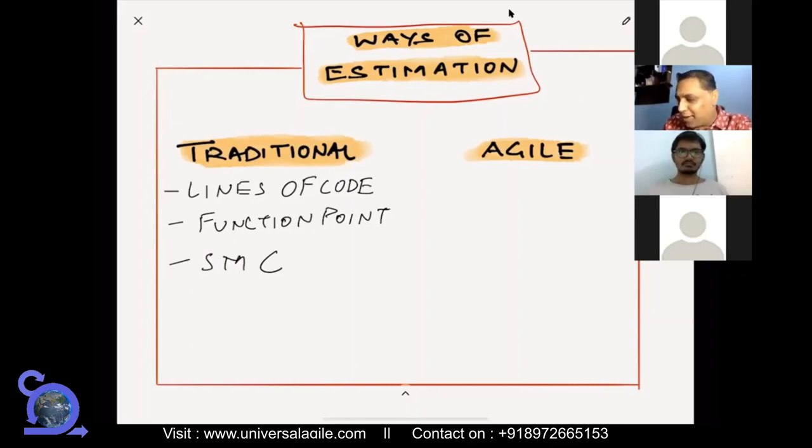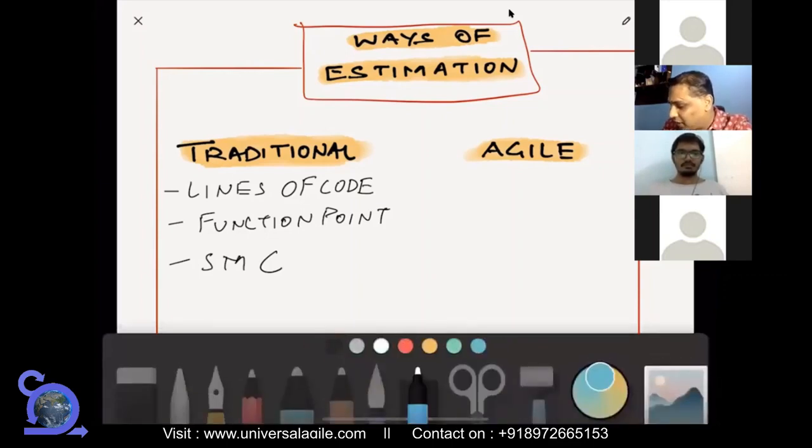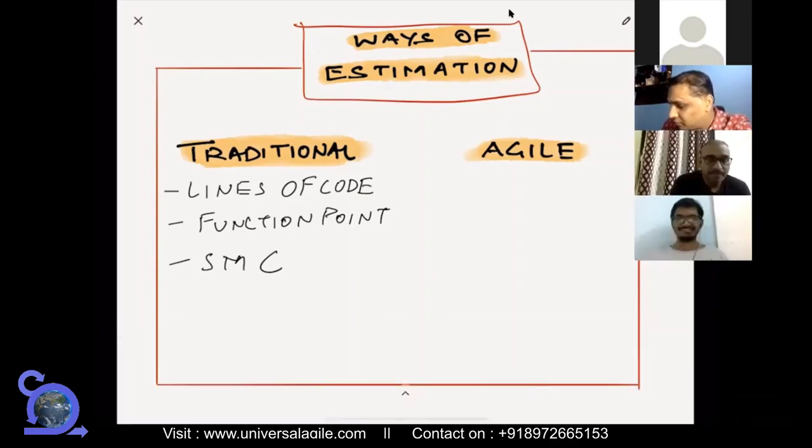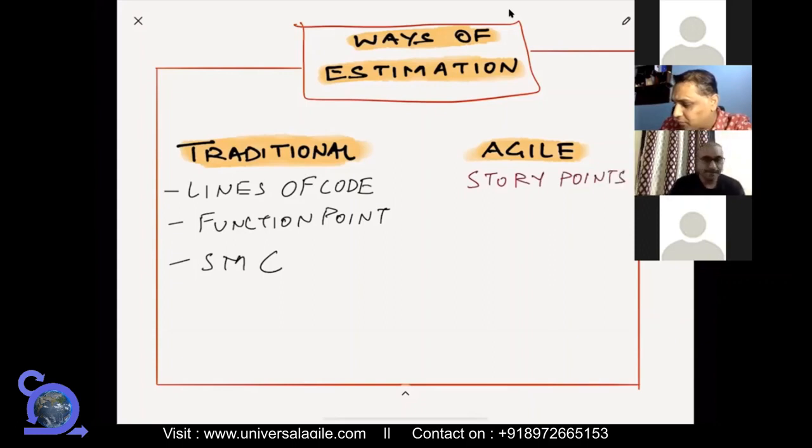Now, what have you heard? What are the ways of estimation in Agile? Anybody? Planning poker. Fibonacci numbers. Yes, story points. Have you heard this? Now, story points leverage the Fibonacci series, isn't it? Then, have you heard of t-shirt sizing? Yes. And planning poker, you were saying.